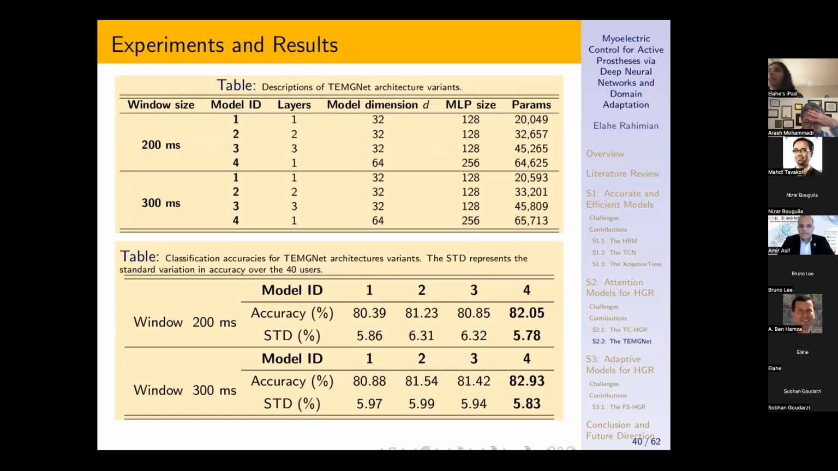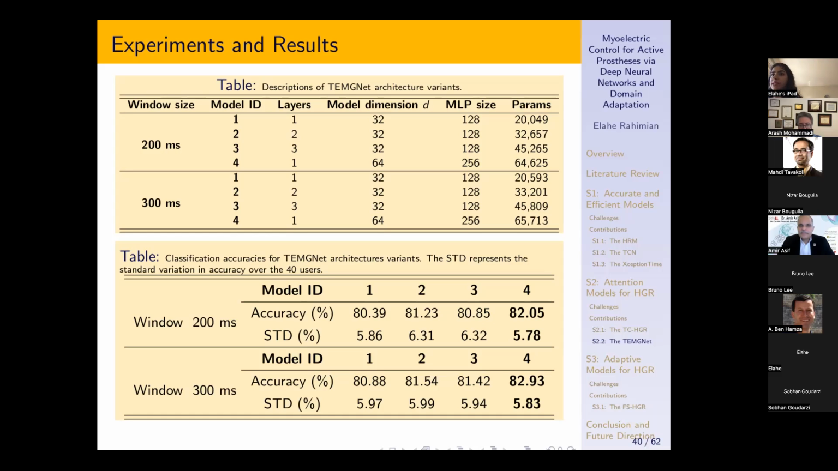So here we have the table. We can see that by increasing the model dimension, the performance will be improved. For example, if we increase the model dimension from 32 to 64, the accuracy will be improved. But again, we are increasing the number of parameters. Moreover, we are investigating increasing the number of layers from 1 to 2. If we increase the layers from 1 to 2, we can see there is an improvement. But if we increase the number of layers to 3, we can see that there is no improvement in accuracy compared to the case that we have only 2 layers.